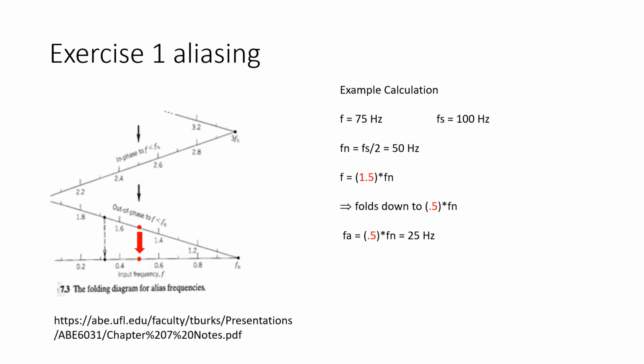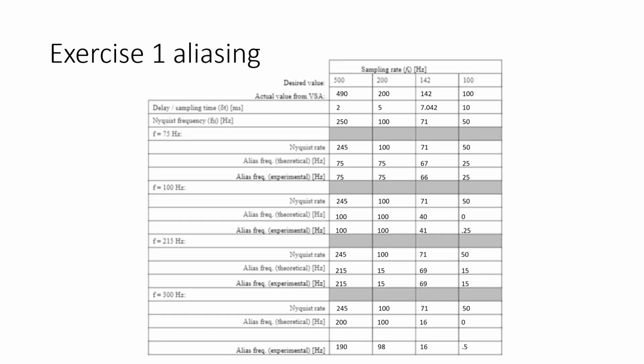To calculate aliasing, we use a folding diagram and a ratio of how the frequency compares to the Nyquist frequency to get a proportion of the frequency that the alias represents. This table compares the theoretical aliasing frequency to the experimental aliasing frequency, and as you can see by the final two rows of each frequency, the theoretical and experimental values are nearly equal.